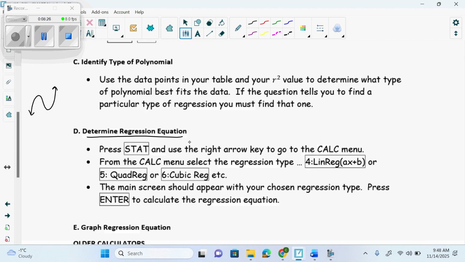Did you get the equation? No. Some of you are going to have to go enter, enter, enter, enter, enter. So the equation pops up. So if you have the old calculators, you're going to hit enter once, it's going to pop up. And if you have the fancy ones, you have to go enter, enter, enter, enter, enter until it pops up.